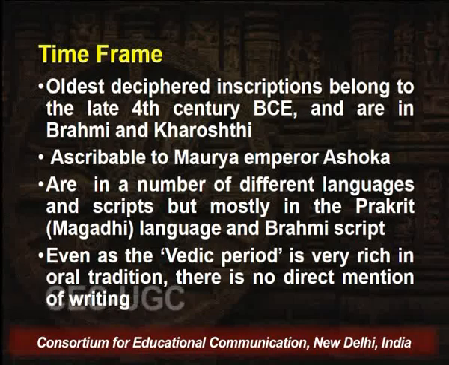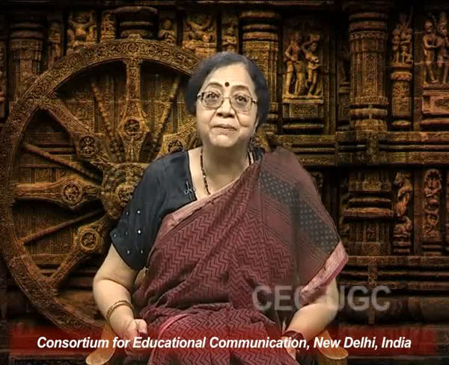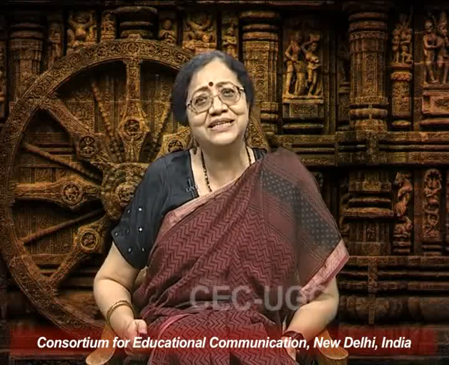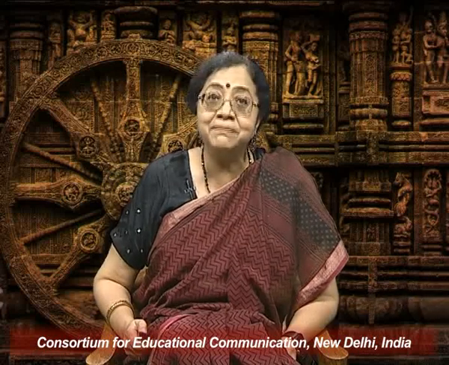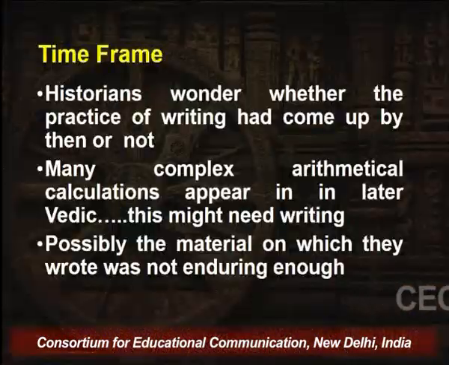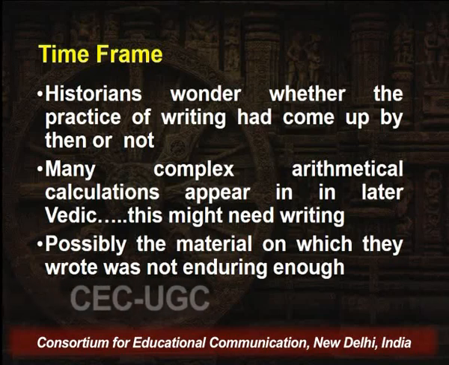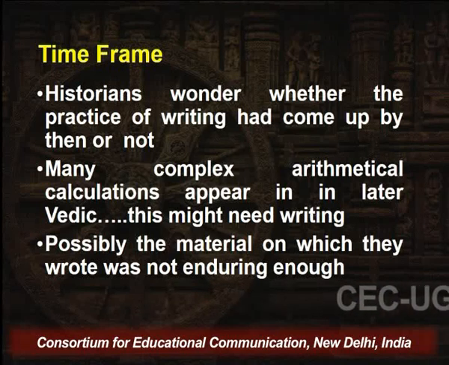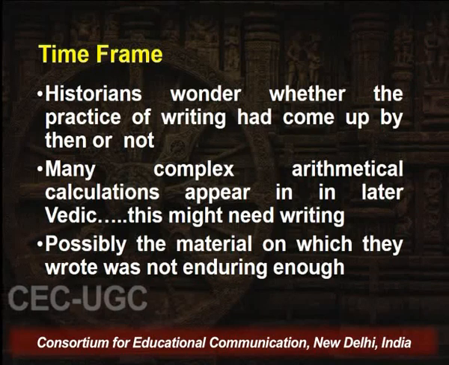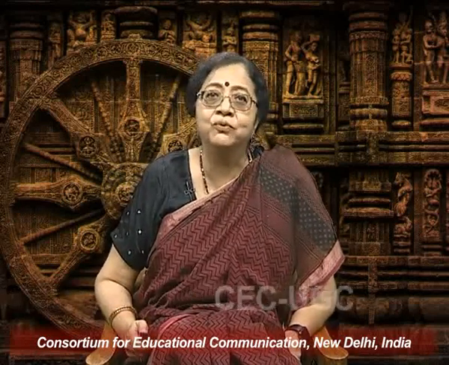Now, you would wonder why am I talking about inscriptions coming only around the Mauryan time when we all are aware of the fact that we have a rich Vedic corpus which dates at least back to 1500 BCE to 500 BCE. Friends, even when that period is very, very rich in oral tradition, we do not get any direct mention of writing, nor have we got any material so far that can be ascribed to that age which has something written on it. But historians wonder whether the practice of writing had come up by then or not, especially because very complex arithmetical calculations do appear in later Vedic corpus, and this might have required some form of writing. What we can think about is that possibly these were written on some material which was not enduring enough, some leaf which may have got decomposed over time.